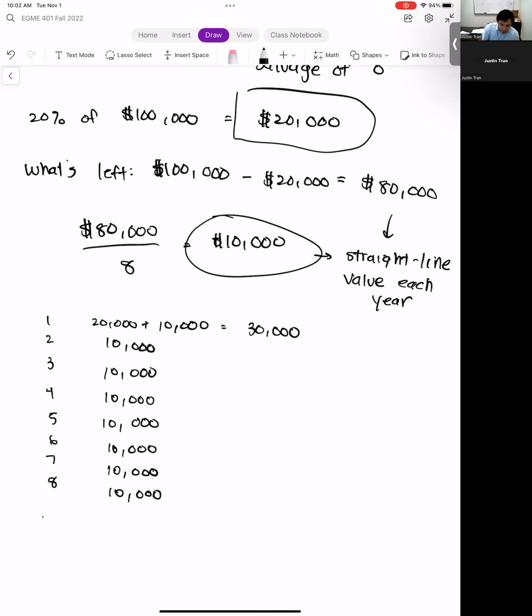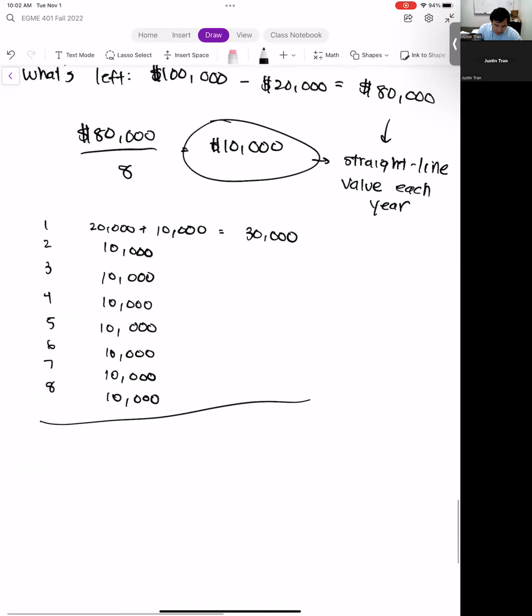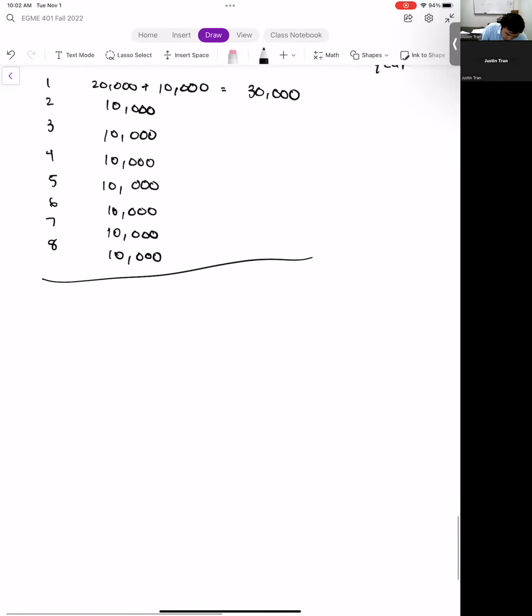And so if you want to check your work with depreciation, you can add up all the entries in your depreciation column, and this should equal the initial cost, assuming your salvage value is 0. So if your salvage value is 0, then this should all add up to what your initial cost is. Okay. So let's do a bigger example here.